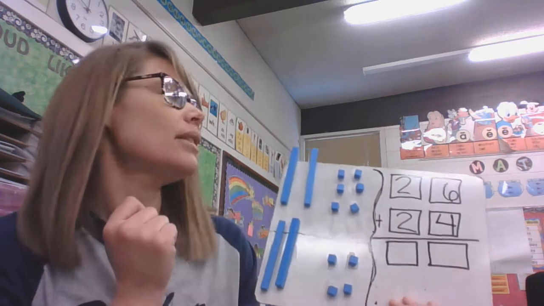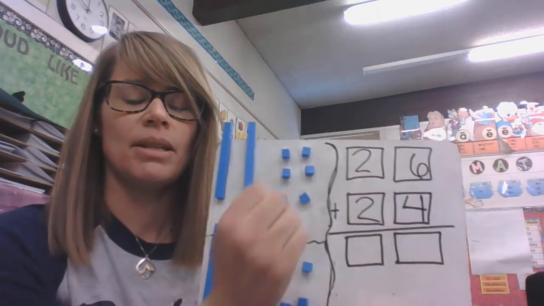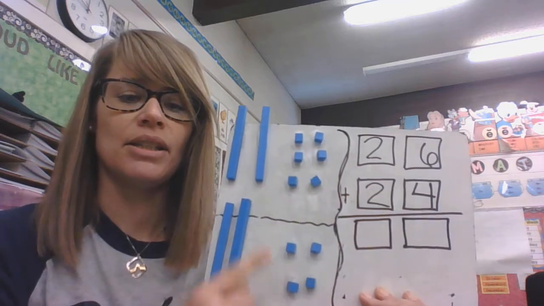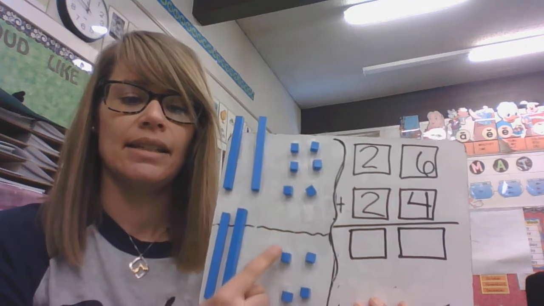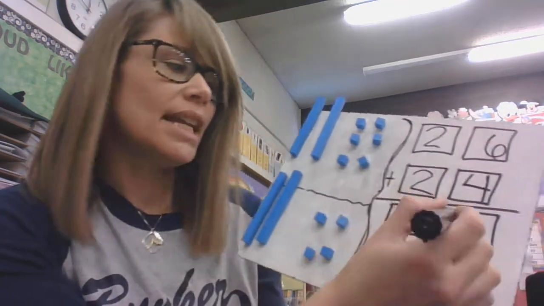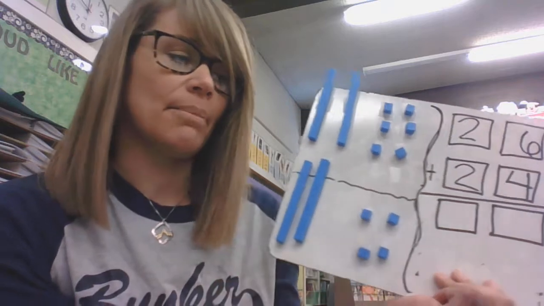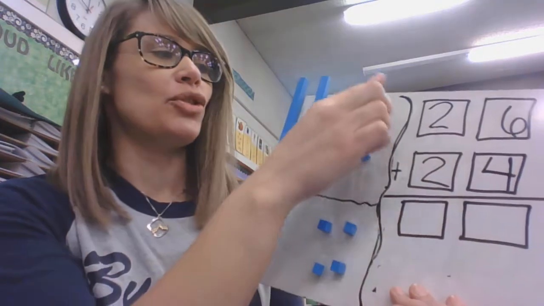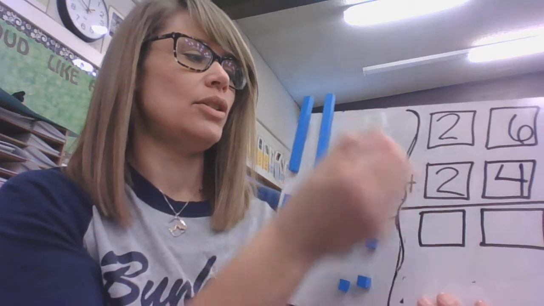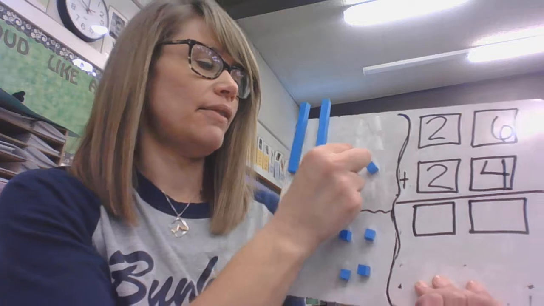Okay, now let's add them up. We're going to start with our ones first. So I have 6 ones from the number 26, 4 ones from the number 24. 6 plus 4 equals what? 6, 7, 8, 9, 10. 10 is my answer. So can I put 10 in that box? Can't put 10 in that box. So what am I going to do? I'm going to trade these ones in for a stick. So let's count off 10. 1, 2, 3, 4, 5, 6, 7, 8, 9, and 10.